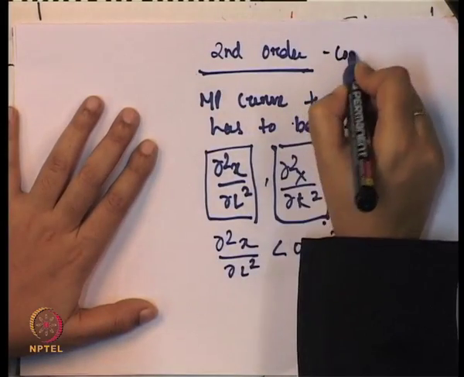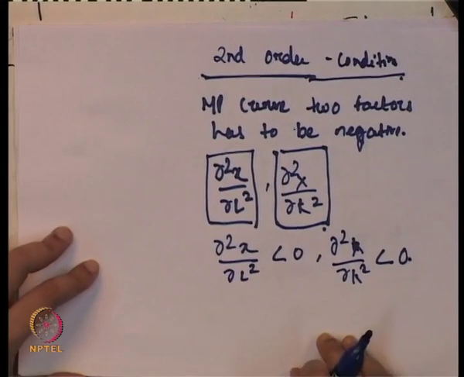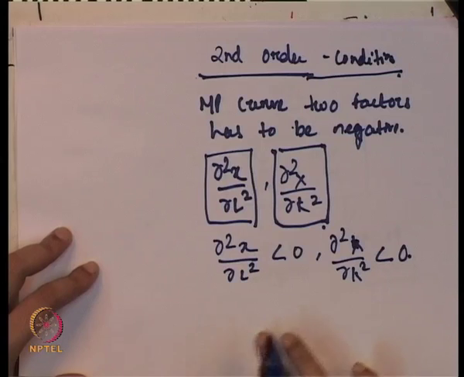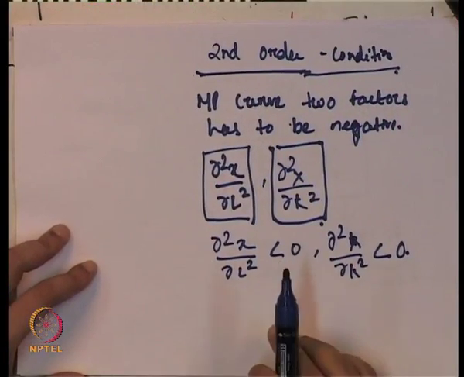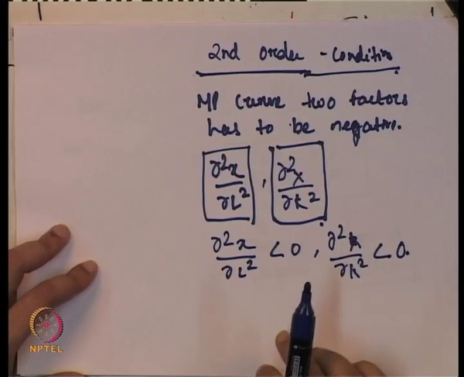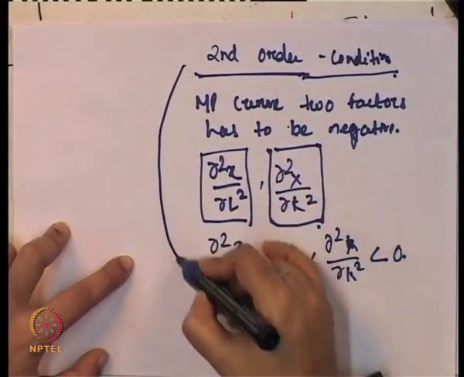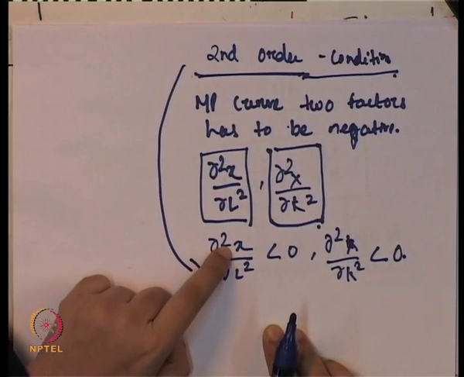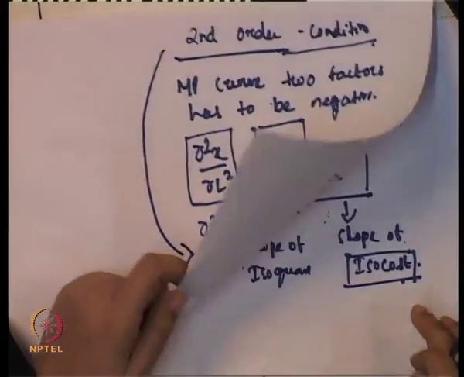So, the second order condition for the least input combination requires the marginal product curve for both the factors, that is capital and labor, to be negative. And how will we find out that the marginal product curve for both the factors is negative? We need to take the second order derivative with respect to capital and with respect to labor of the composite function, and that gives us del square x by del l square, the second derivative for labor, and del square x by del k square, the second order derivative for capital. The second order condition says that it has to be negative, and that is the reason del square x by del l square has to be less than 0, and del square x by del k square has to be less than 0.